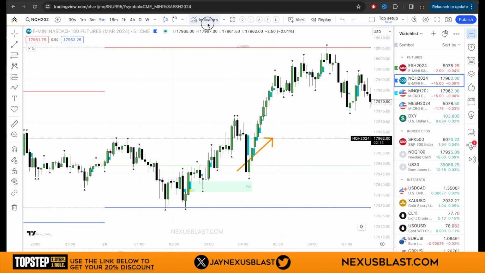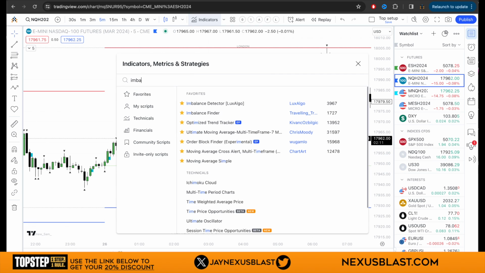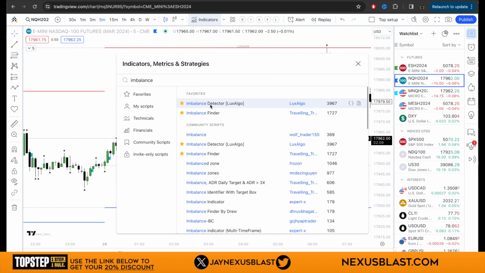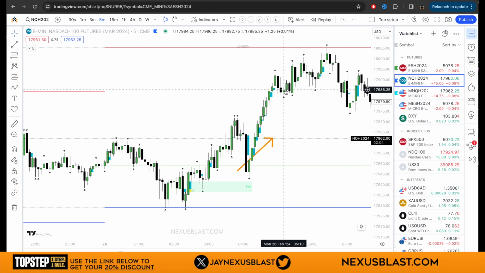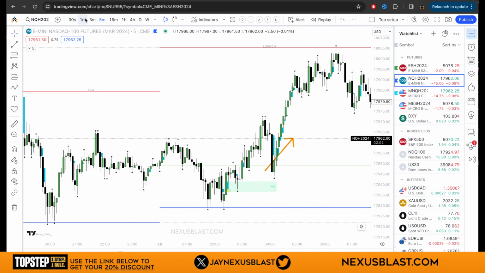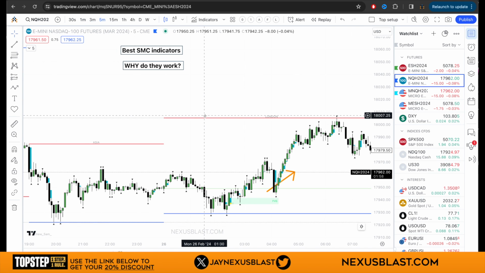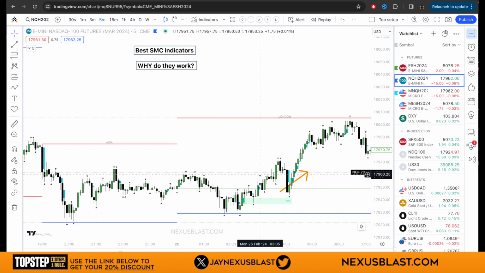To see this happening, you need an imbalance indicator. You can type in imbalance in the search bar. A good one is by Lux Algo. The one that I use isn't available anymore, but it's essentially the same thing. I like to use this on the 1 minute and 5 minute timeframes. It will improve your win rate significantly.